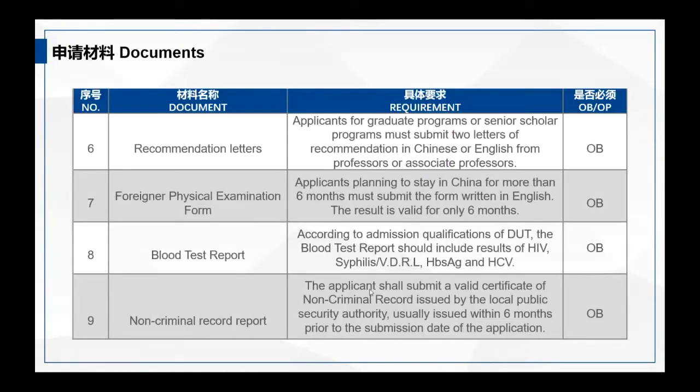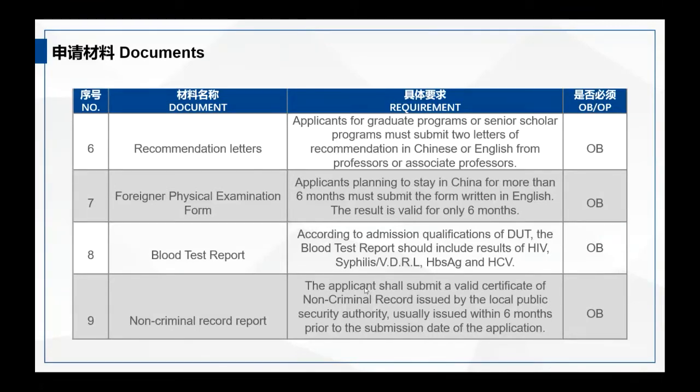Okay, let's move on to the next page. 6. Recommendation letters. If you're applying for the graduate programs or senior scholar programs, you must submit 2 letters of recommendation in Chinese or English from professors or associate professors from your university.